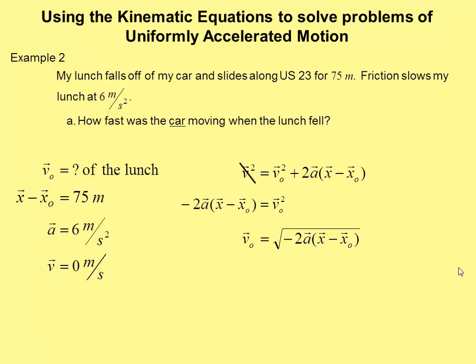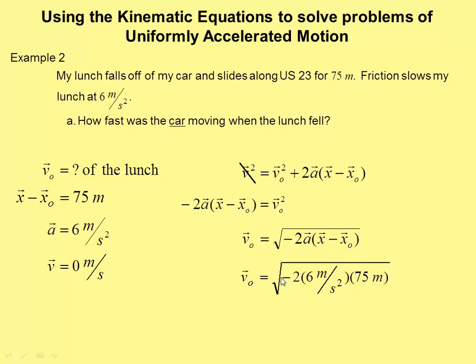I also flip the sides, reflexive property of equality, because I like to have what I'm solving for on the left. So we find that in this case, the initial velocity of the lunch, and therefore the velocity of the car, is the square root of negative 2a times the displacement. So let's plug the numbers in. And I hope you notice we have a problem here.